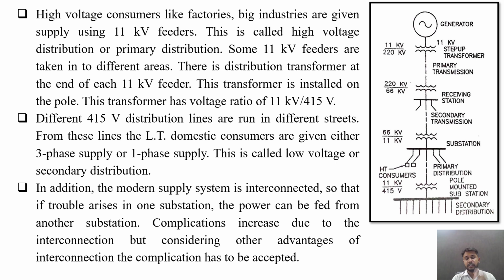In addition, the modern supply system is interconnected so that if even a single line gets out of the network, the power is fed from another substation. This complication increases due to the interconnection. But considering the other advantages of interconnection, the complication has to be accepted because the interconnection network improves the reliability of a consumer.